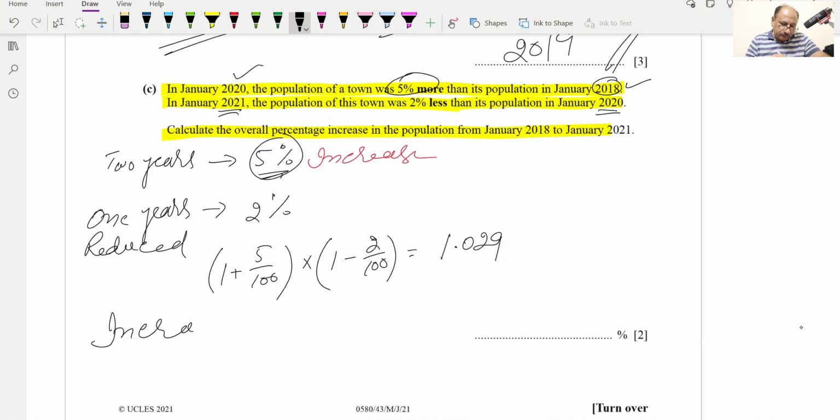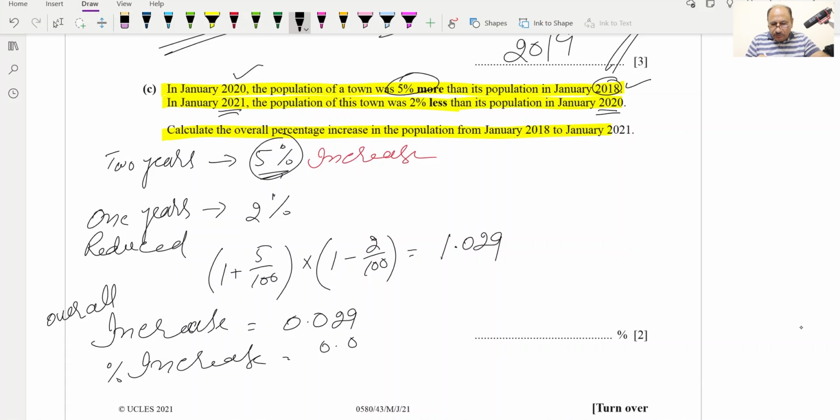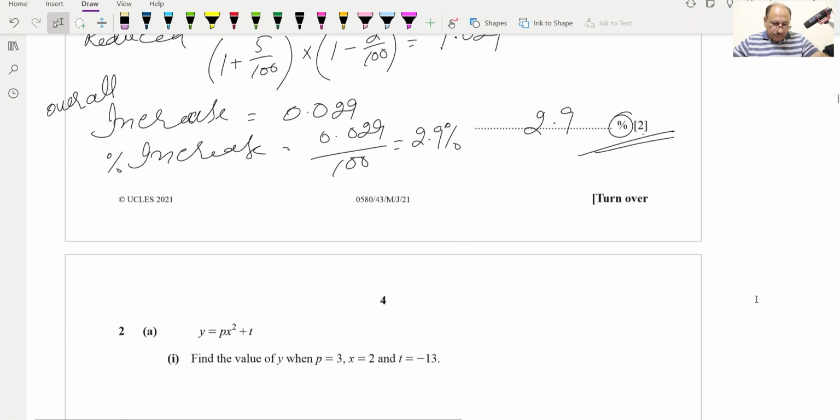Now what we can do, we need to check for the increase, and increase is how much? Overall increase, we can write overall increase will be equal to 0.029, and this will be in percentage. So percentage increase, we can calculate 0.029 multiplied by 100, and this will be equal to 2.9%, and 2.9% will be our final answer for this part. We are done with this question.